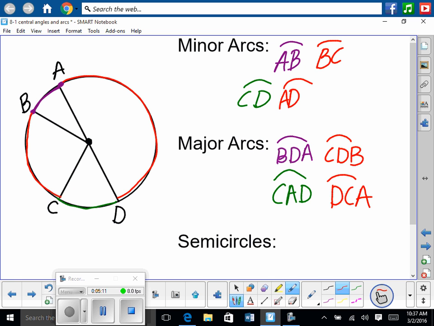Is everybody comfortable with that? Questions? If it was DBA, would that still be right? That would be exactly right as well. DBA still ends in the right spot. You just chose the other point, which is fine.